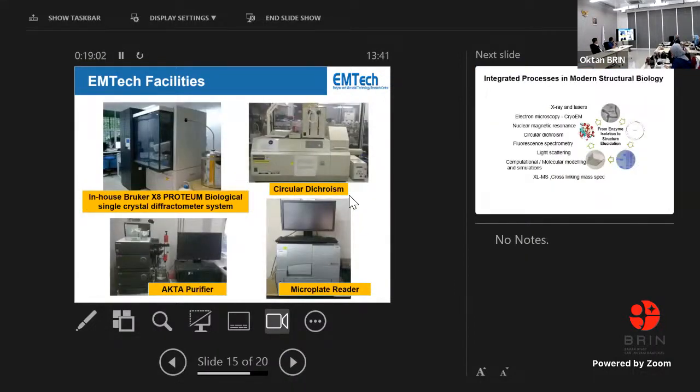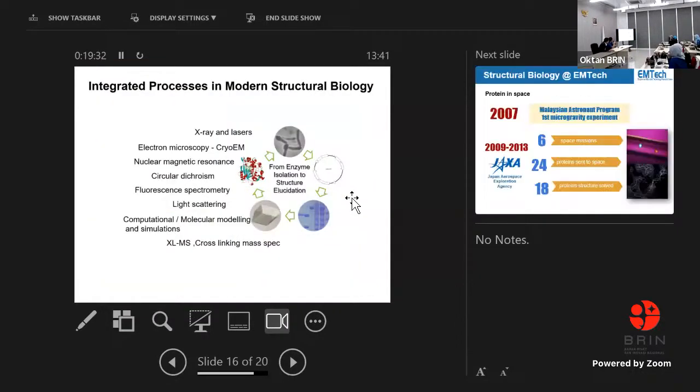Some of the facilities: the circular dichroism spectropolarimeter is one of the simple tools to measure protein secondary structures using polarized light. And of course, some of which are ÄKTA purifiers. You have more wonderful units like this. This one has been running for more than 20 years, still running, and most of the work has been done DIY. So we do the maintenance ourselves.